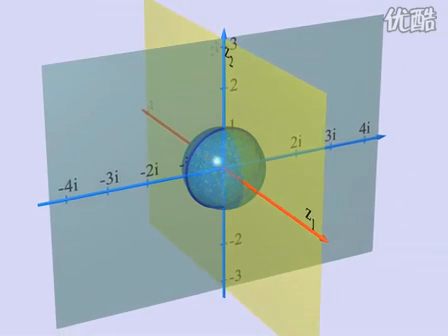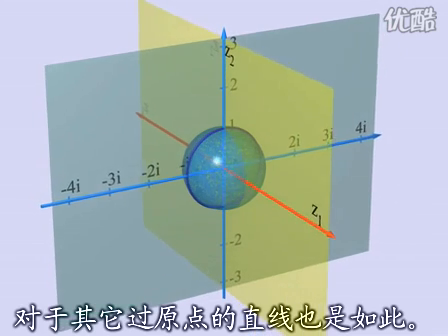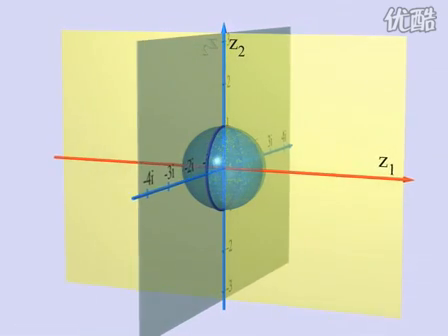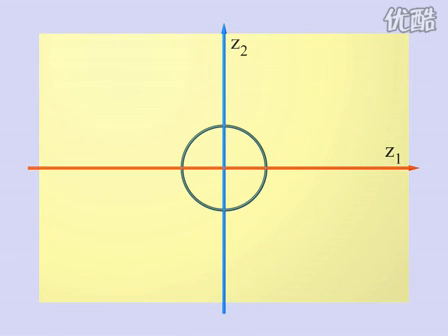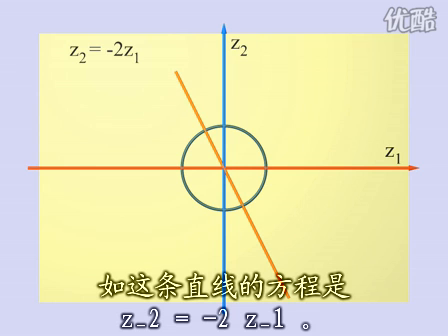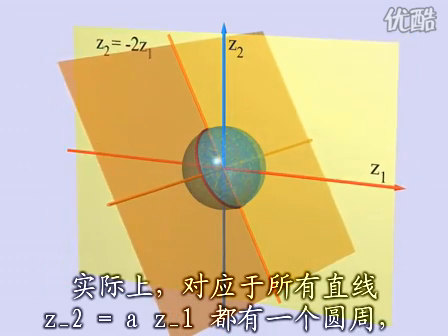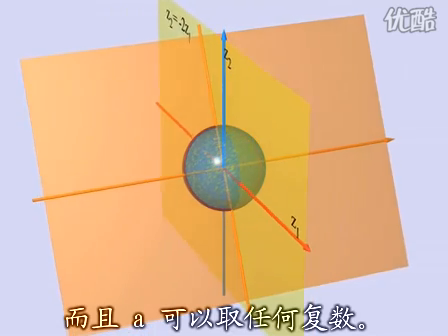Now what is true for the horizontal line and the vertical line is equally true for all lines going through the origin. Here you can see the line with equation z2 equal to minus 2 z1. But we could do the same with any line z2 equal to a times z1 for any complex number a.